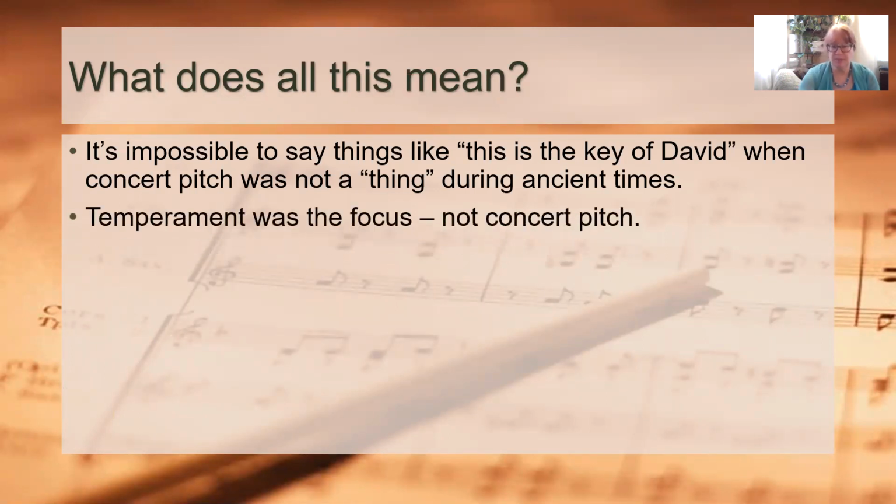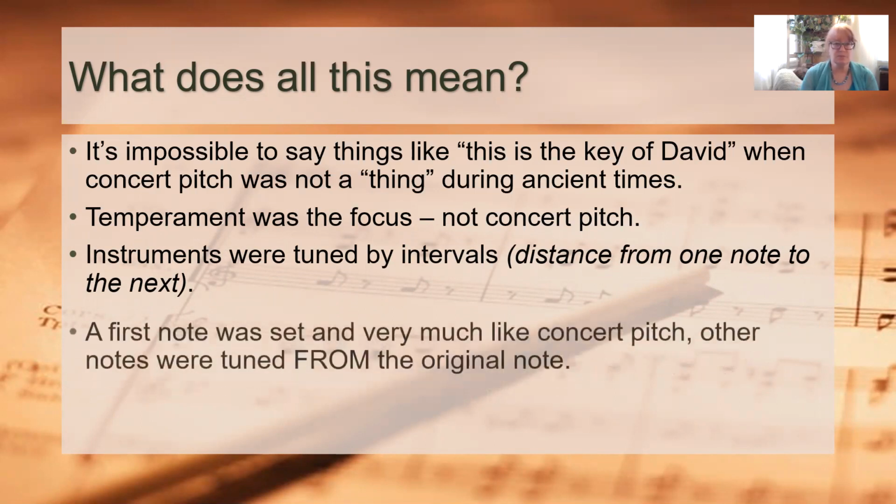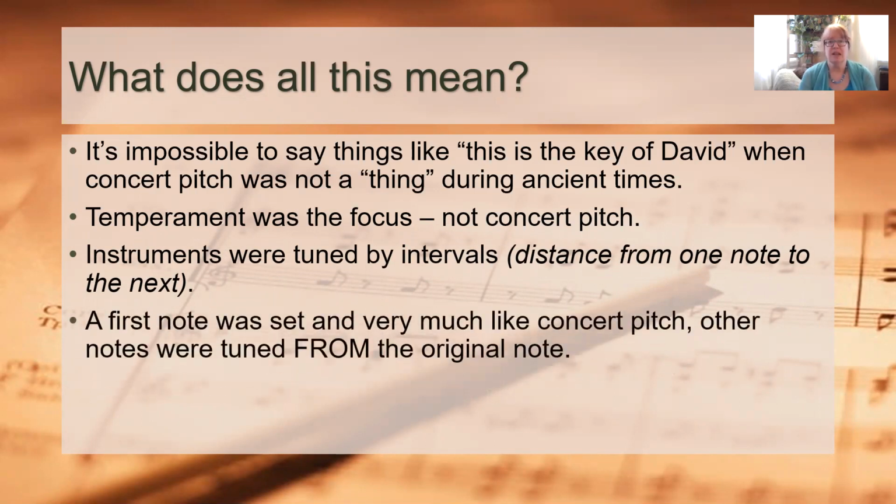Temperament was the focus, not the pitch. Instruments were tuned by intervals, the distance from one note to the next. A first note was set, and very much like concert pitch, other notes were tuned from the original note. That's how we tune concert pitch now. But again, now that we have the electronic means and things from the Industrial Revolution to measure things, we're putting terminology to things that were used thousands of years ago.